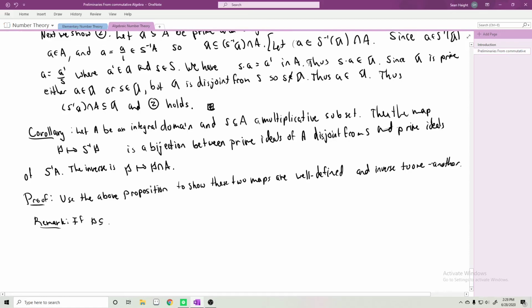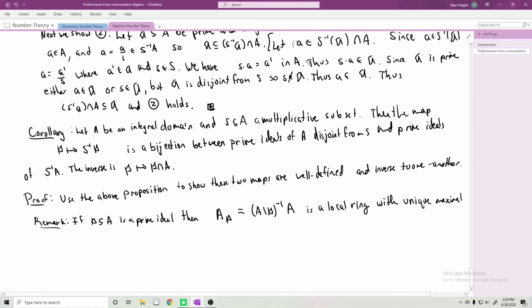If P subset of A is a prime ideal, then the localization of A at P, remember this means take A, kick out P, invert that, multiply by A, is a local ring with unique maximal ideal. I guess I'll call it A, kick out P, inverse P. Okay. So you can check this. Maybe it's a good exercise to see what this looks like for the integers or something. Maybe P equals 5.